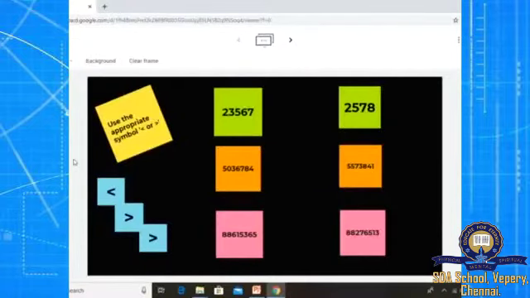Use the appropriate symbol. When we compare the first two numbers, that is 23,567 and 2,578, the number of digits in the first number is 5. The number of digits in the second number is 4. So we can tell 23,567 is greater than 2,578.